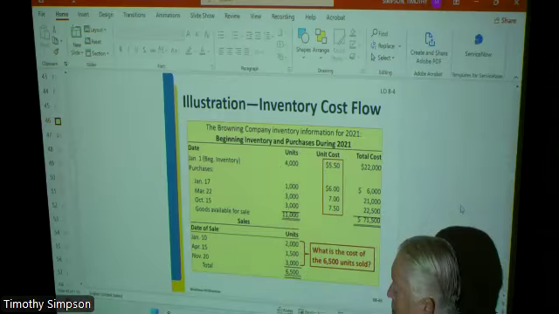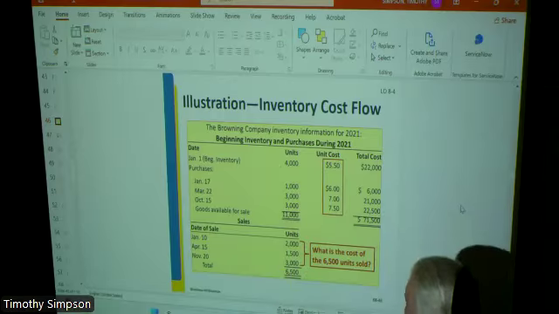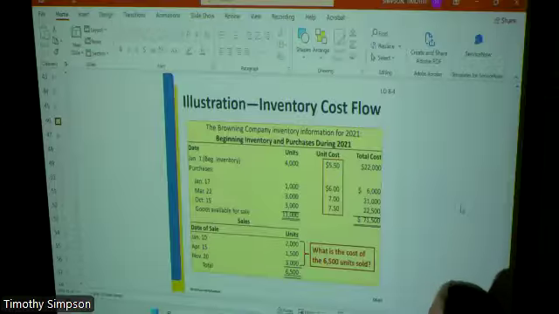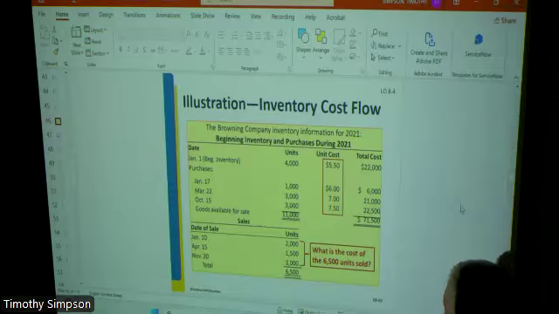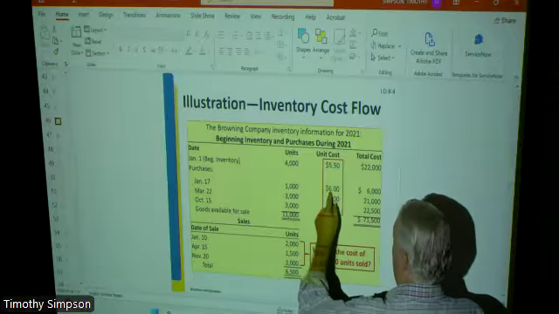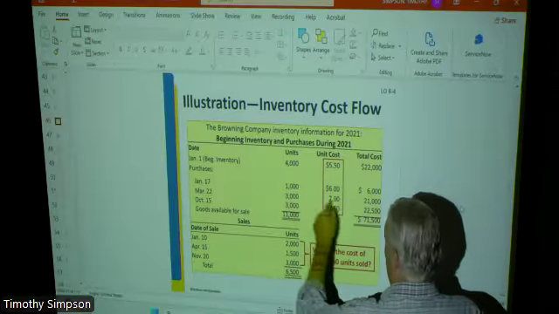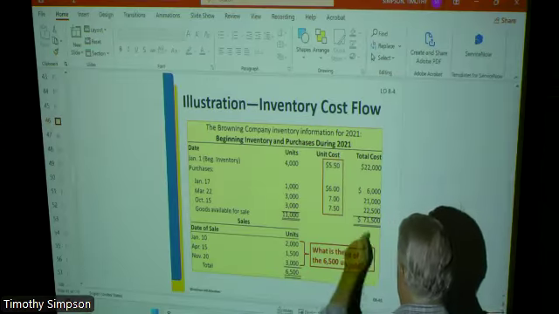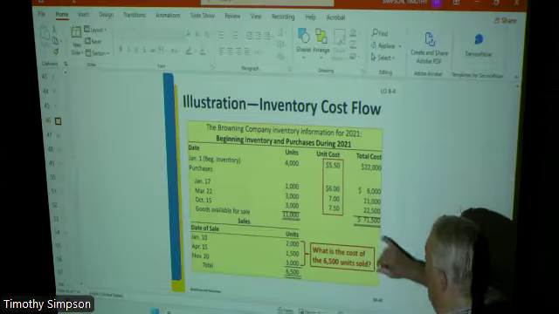Now we're going to use these same facts for quite a while here, because we're going to get into different assumptions as to how the inventory is flowing, and therefore what the cost of goods are going to be, and obviously its effect on net income. So as a result, we're going to have purchases of quantity and price all the way across. And if you add these up, you get 71,500 that are goods available for sale.